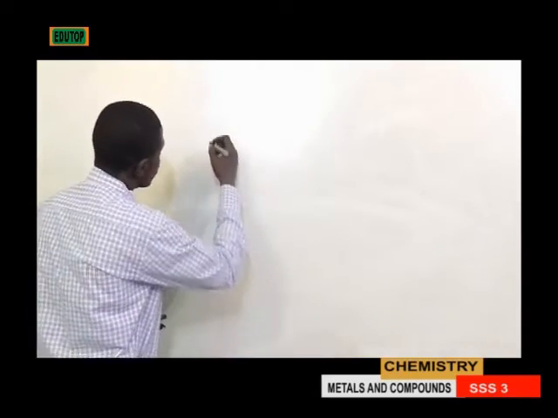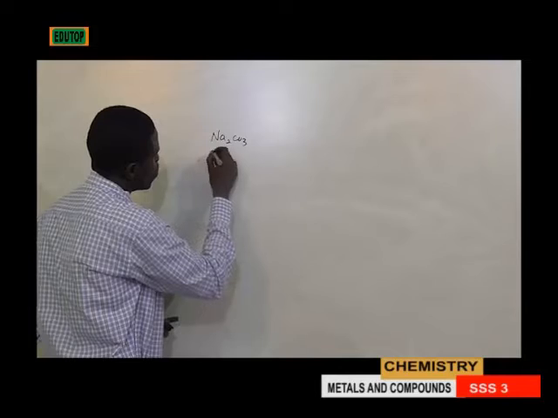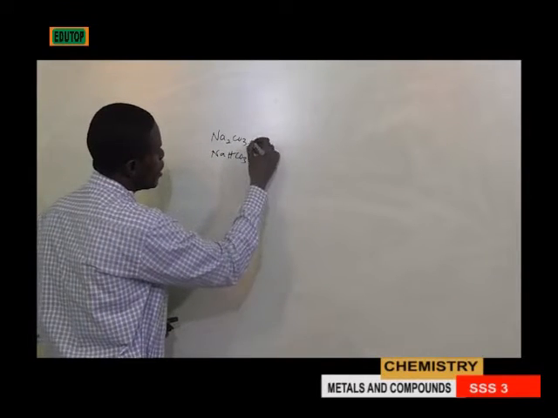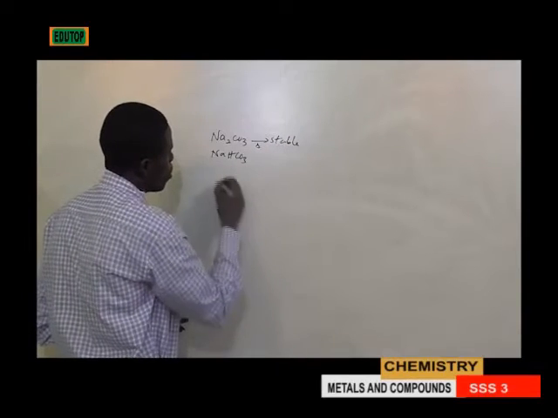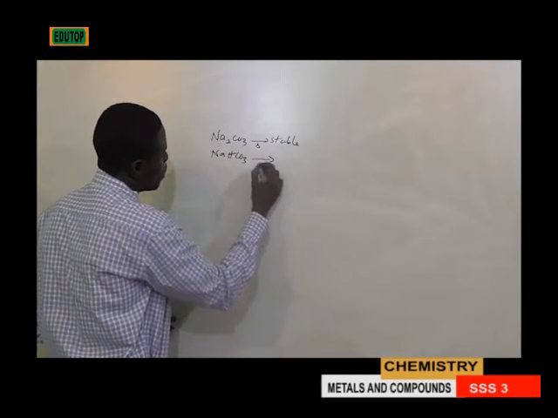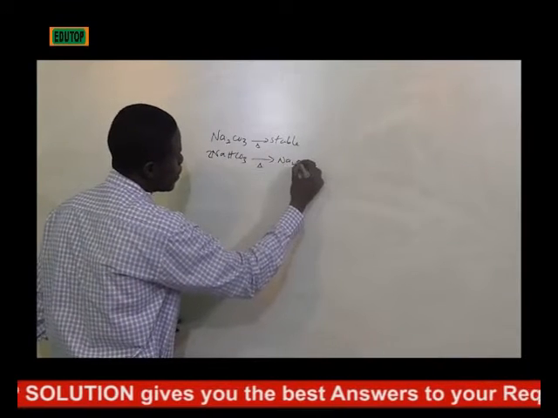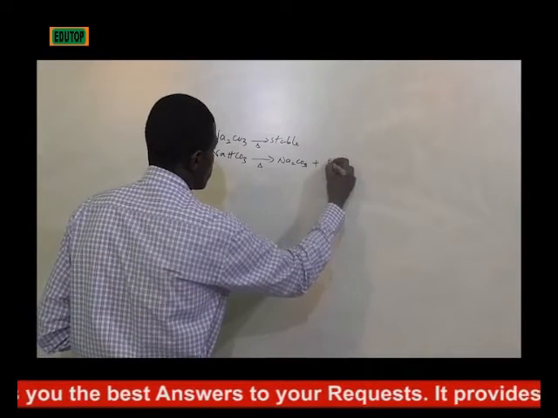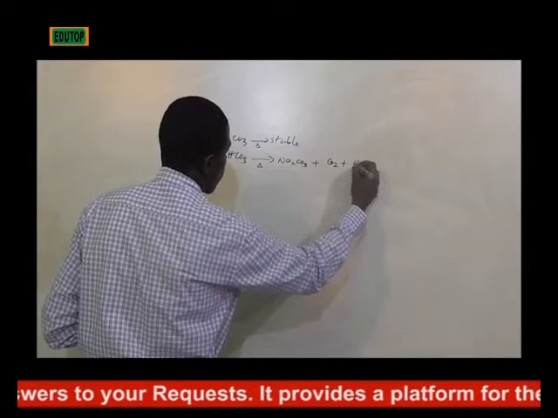Question number 1. Sodium trioxocarbonate(IV) and sodium hydrogen trioxocarbonate(IV). This one is stable to heat, it does not decompose. But on heating of this, it gives the corresponding salt, CO2 and water.